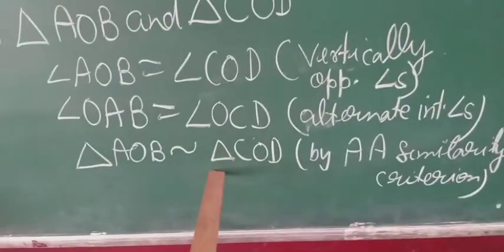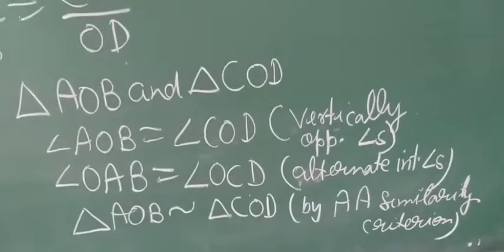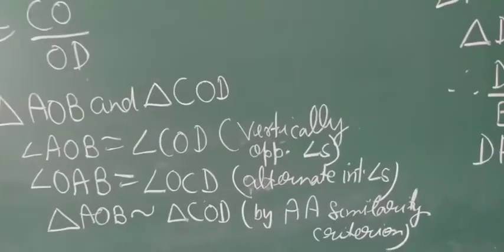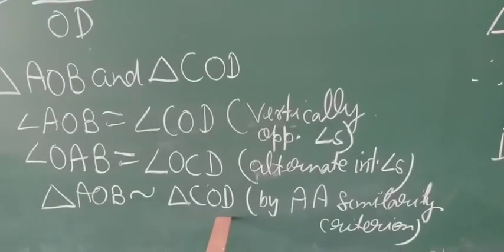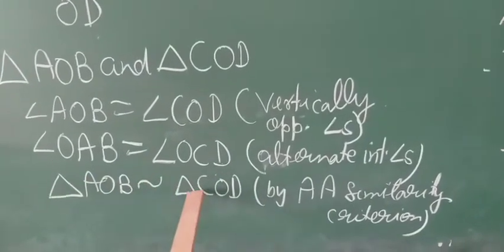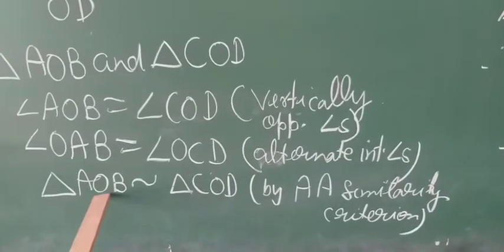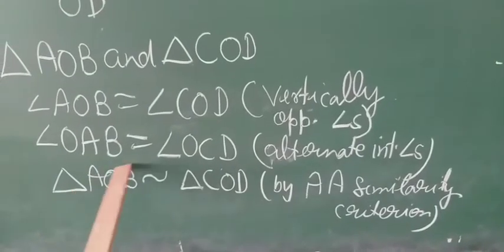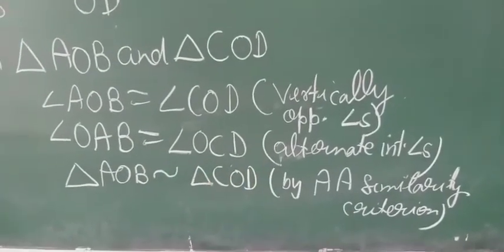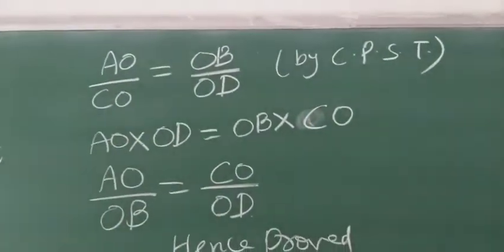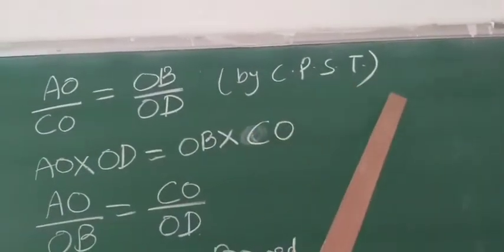Okay students, now we know that when triangles are similar, the ratios of corresponding sides are equal. So AO upon CO equals OB upon OD equals AB upon CD. We will take the first two, then the last two, then the first and last. So here we need AO upon CO equals OB upon OD only, by CPCT, corresponding parts of similar triangles.